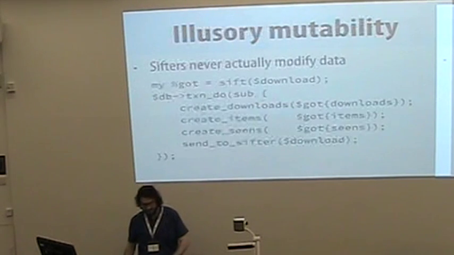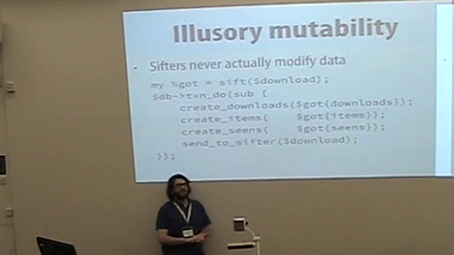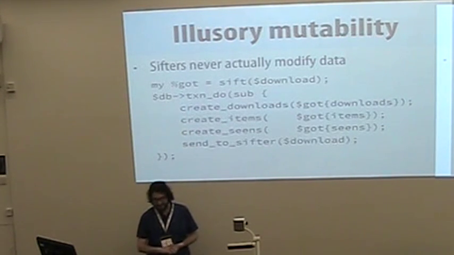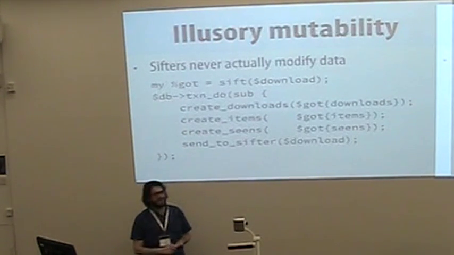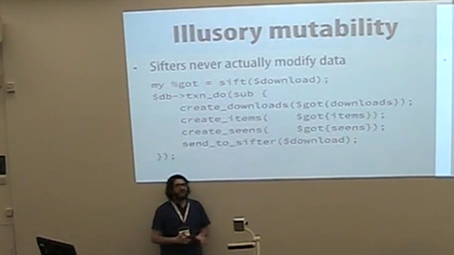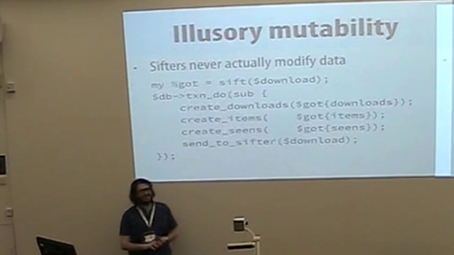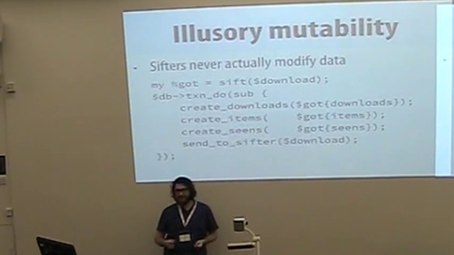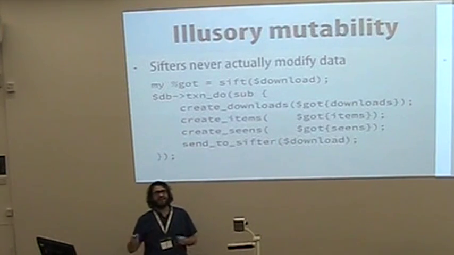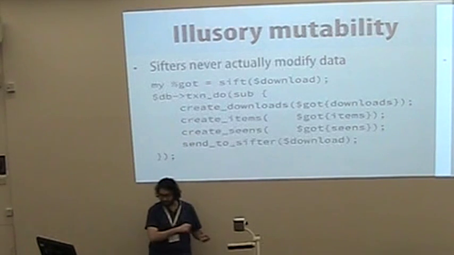So how does the software actually make this work? Well, I took a conceptual clue from the way input and output work in Haskell. So the idea is that the individual per-page type sifters never actually modify any of the data. Instead, each one does its work, and rather than modifying the data directly, it tells its caller what changes it would like to be made to the data.